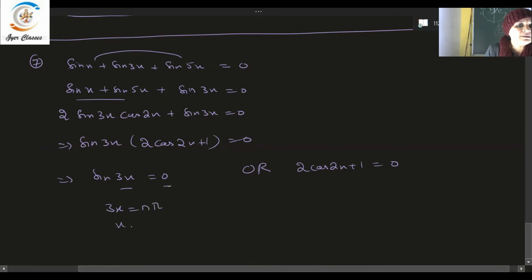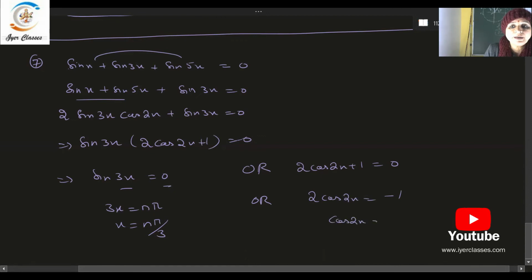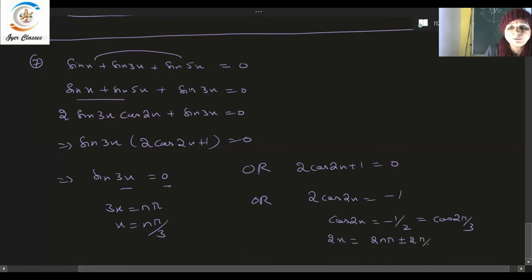n pi, or x is equal to n pi by 3. Or you can write 2 times cos 2x is equal to -1, or cos 2x is equal to -1 by 2, which is equal to cos 2 pi by 3. You can write 2x is equal to 2n pi plus or minus 2 pi by 3.